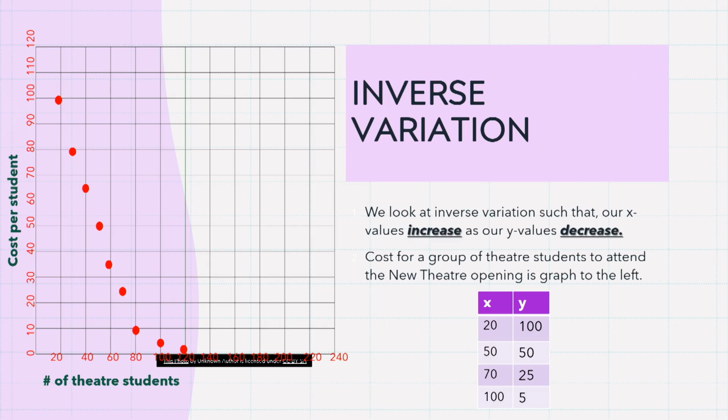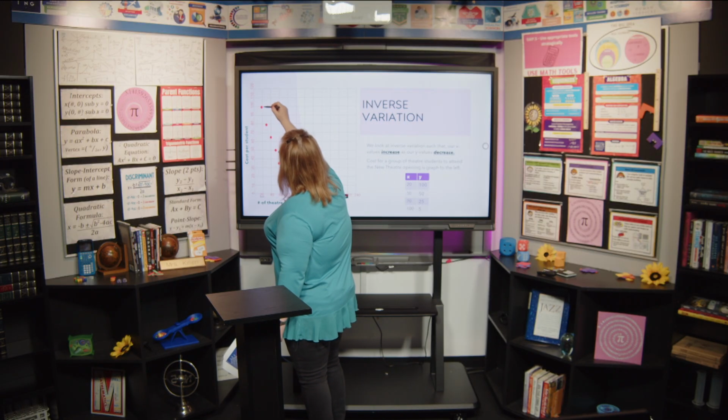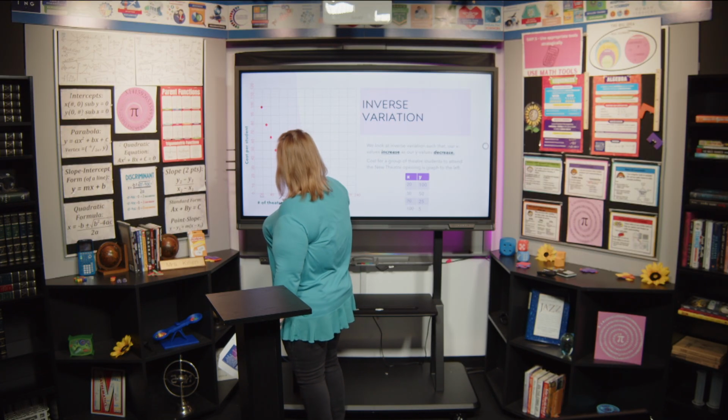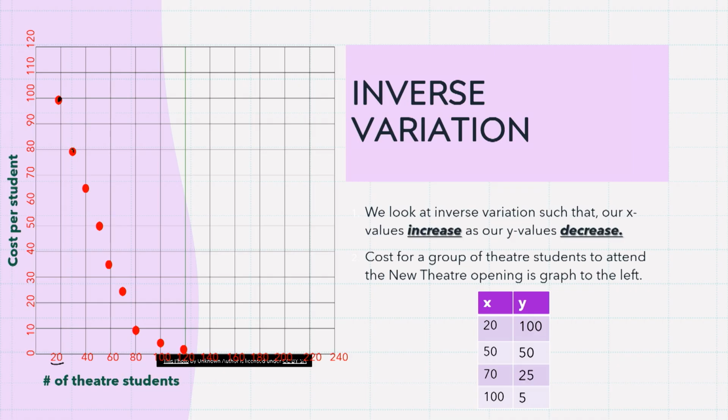So for an example of this, the cost for a group of theater students to attend the new theater opening is graphed to the left. We have x and y values. So let's just study this graph for a minute. For 20 students, it says they're paying $100 a ticket. For 40 students, we're paying about $79, $80 a ticket. For 60 students, we're paying right at $30 a ticket. So as we look, 70 students for 25, and if we have 100 students, we're paying 10.